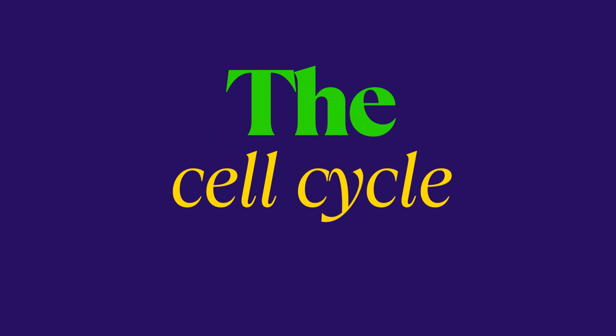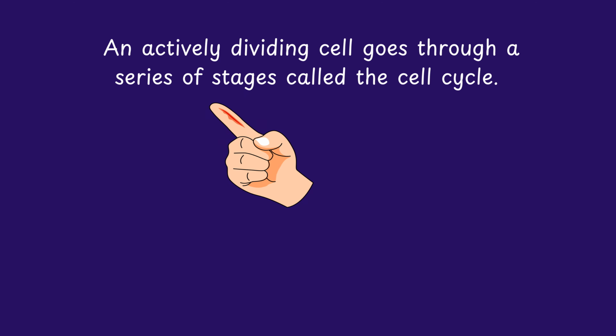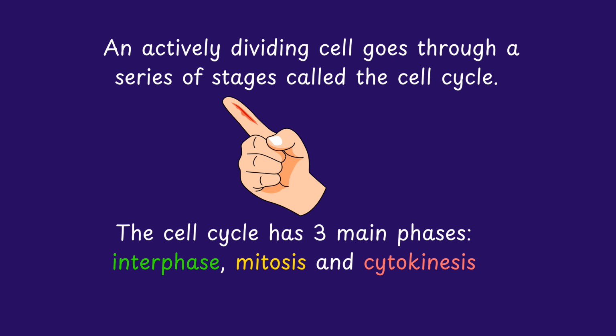Let us now look at the cell cycle. An actively dividing cell goes through a series of stages called the cell cycle. For example, if someone had a cut, the damaged cells would need to be replaced in order for the tissue to be repaired. The cells that are dividing would need to go through what we call the cell cycle, and there are 3 main phases or stages in the cell cycle: interphase, mitosis, and cytokinesis.